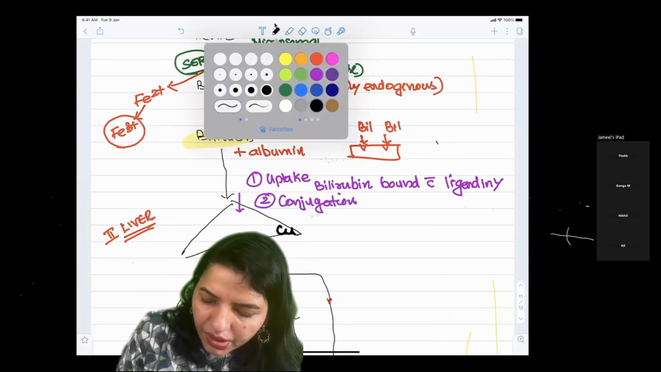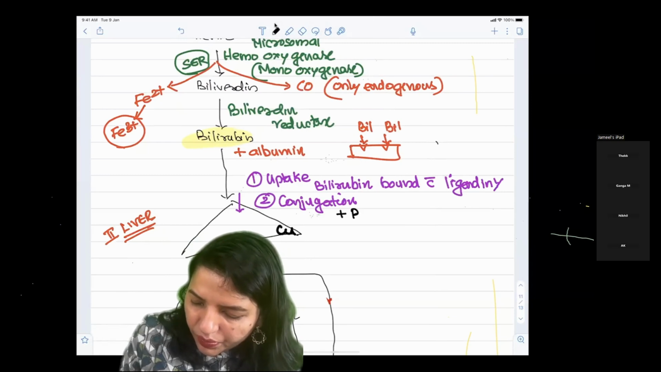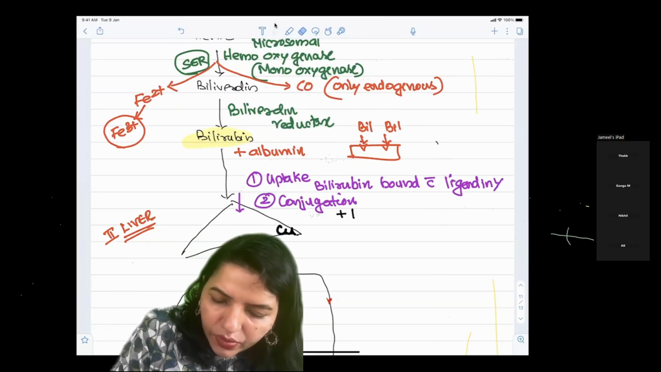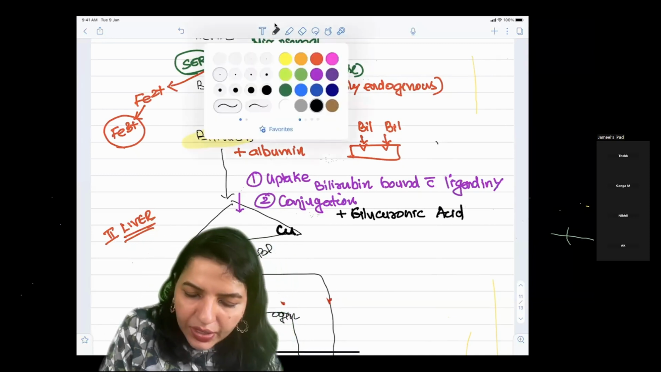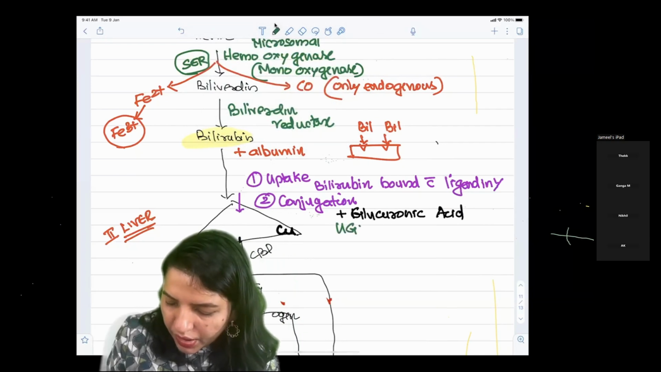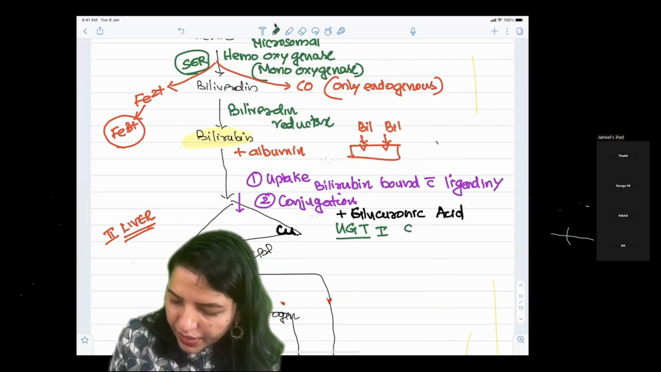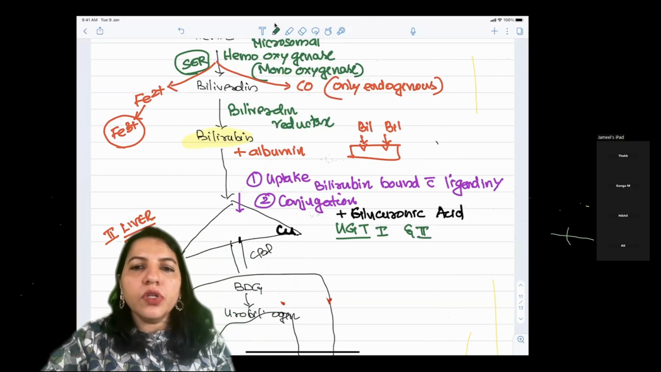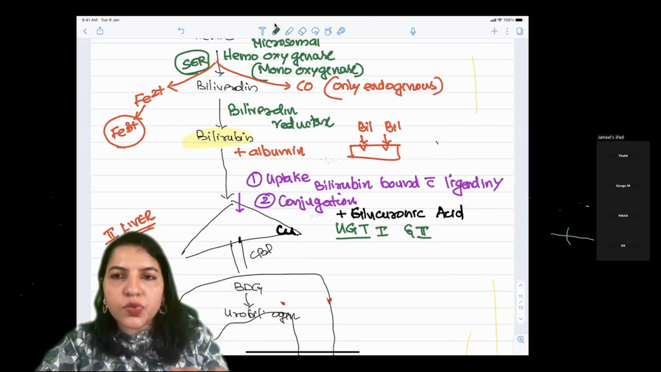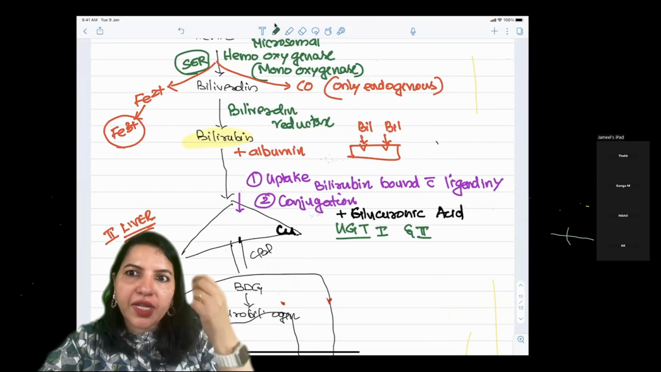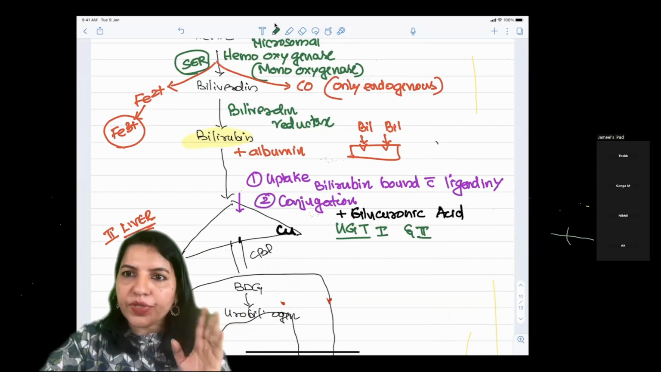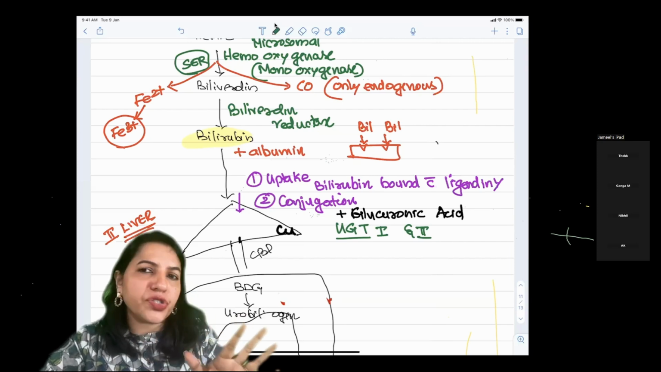This conjugation is by combining with whom? It is conjugated by glucuronic acid. And what is that enzyme called? That enzyme is called UDP glucuronyl transferase. UGT1 and 2, two isoforms are there. That is UDP glucuronyl transferase, which is transferring a glucuronic acid to bilirubin so that it forms bilirubin monoglucuronide and bilirubin diglucuronide. Okay, so the second step is conjugation. And remember, liver has immense conjugation capacity.